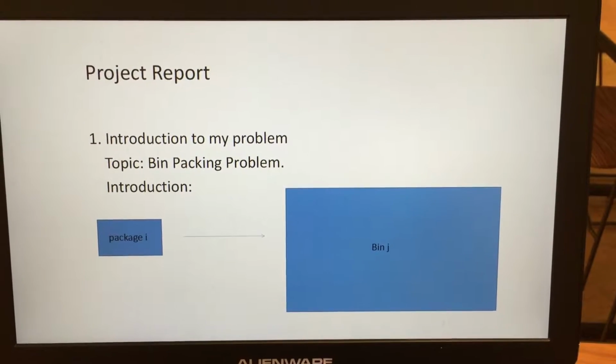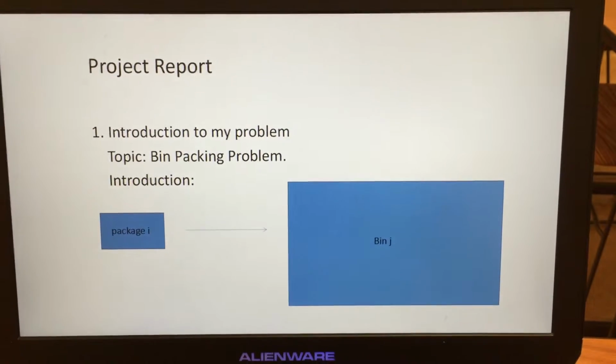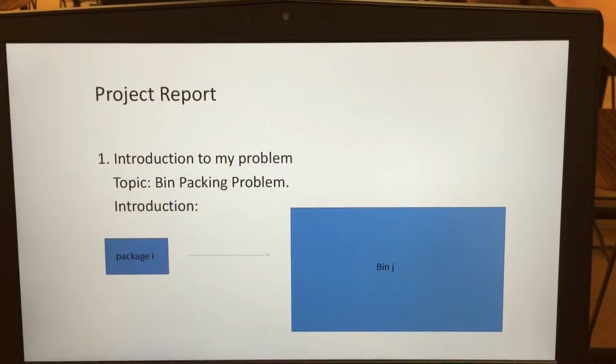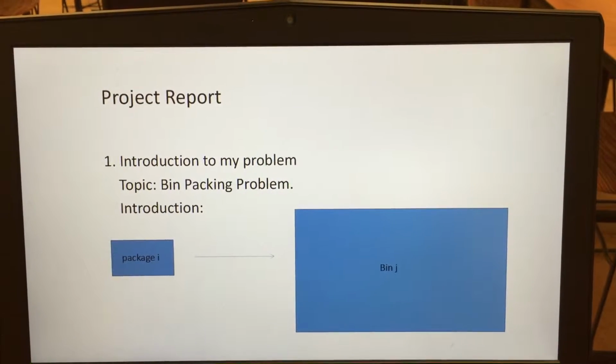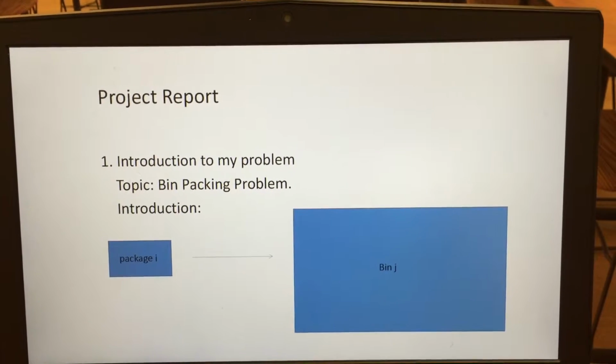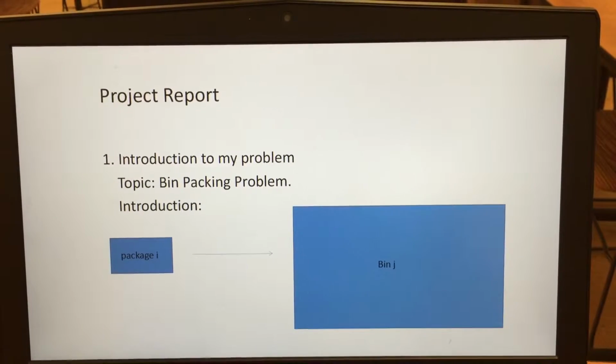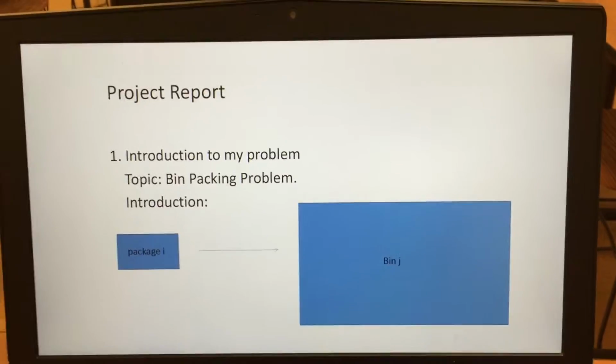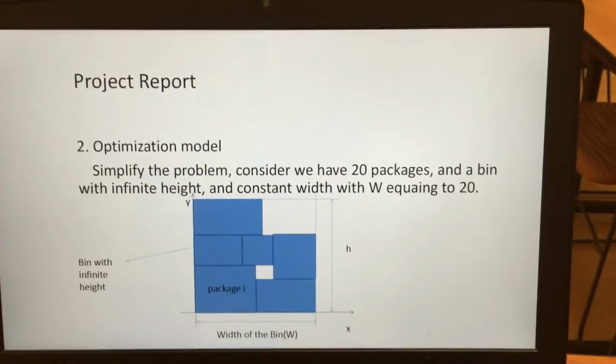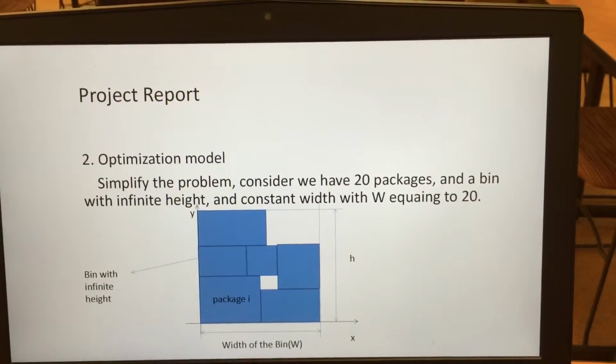Consider I have I packages. I need to put all of the packages into bin G, and my aim is to find the least number of G to contain all of the I packages. I made a simplification of the problem.